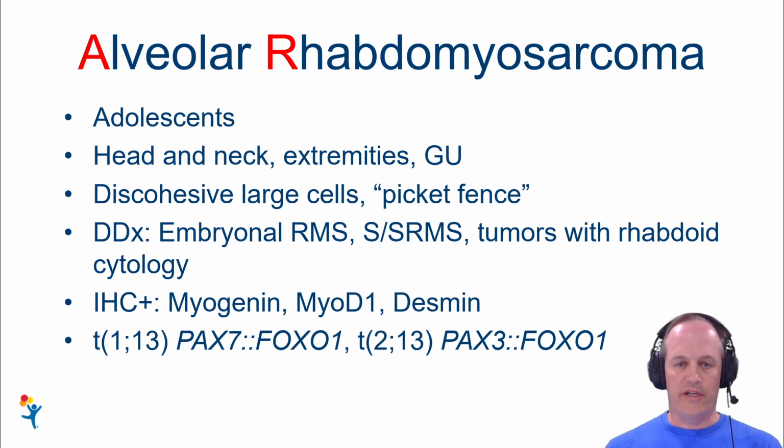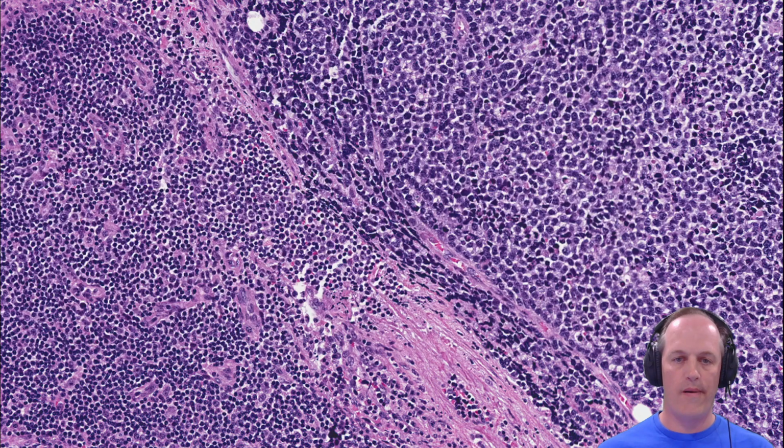But the alveolars, about 80% of them, are associated with fusions between PAX7 and FOXO1 or PAX3 and FOXO1. Now notice I said 80%. That's because alveolar rhabdomyosarcoma remains a histologic classification and is not strictly defined by the presence of the fusion. So you don't want to call something alveolar just because it has the fusion, though it probably is, but you don't want to not call it alveolar if it lacks it, if that makes sense. You don't want to call something embryonal just because it misses the fusion.